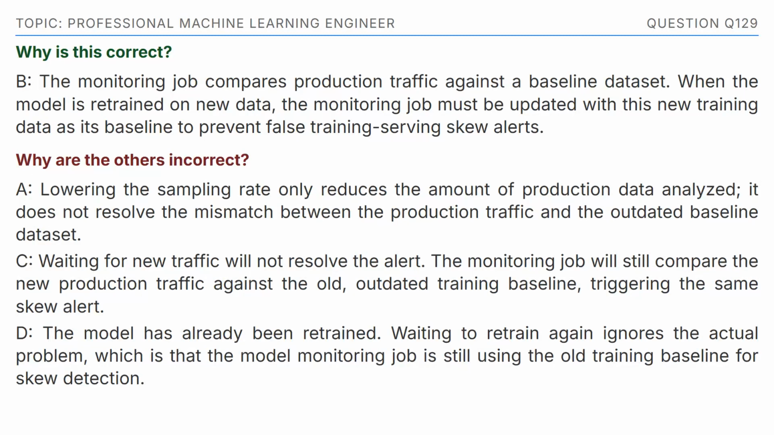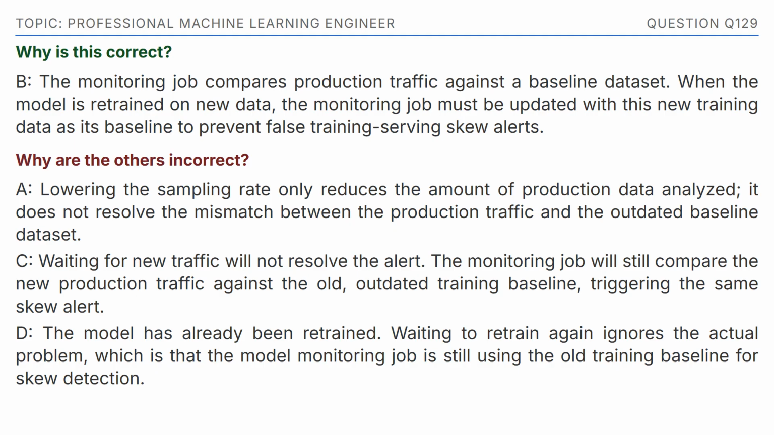Why is this correct? B. The monitoring job compares production traffic against a baseline dataset. When the model is retrained on new data, the monitoring job must be updated with this new training data as its baseline to prevent false training serving skew alerts.